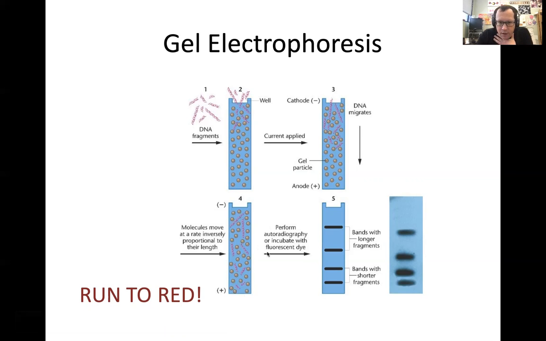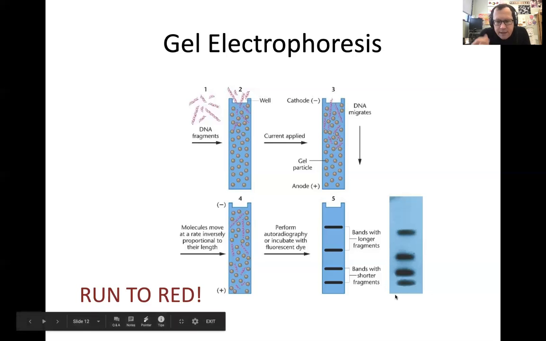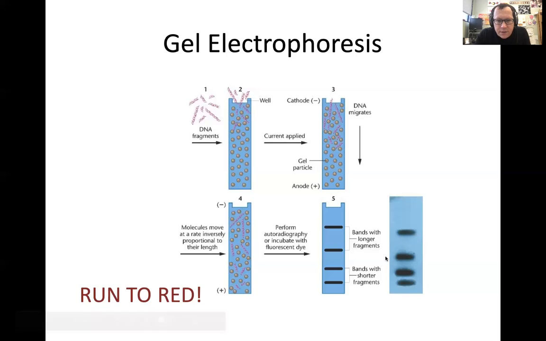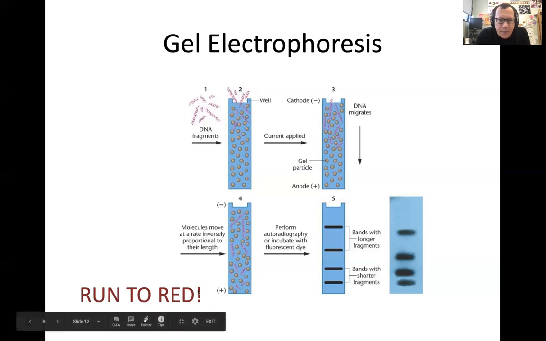And so what we do is we add a dye called ethidium bromide that intercalates in our DNA bases. And that allows us to see our DNA in a gel. It fluoresces when the ethidium bromide sits in the DNA bases. And so what we see is a little gel with our DNA in there.